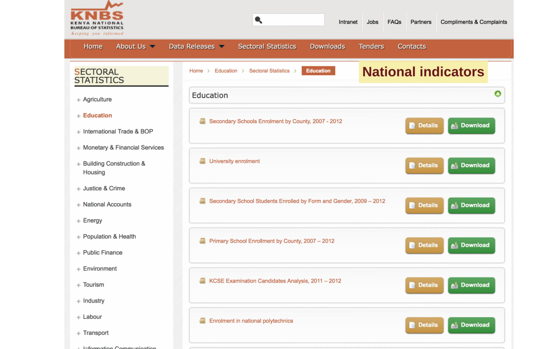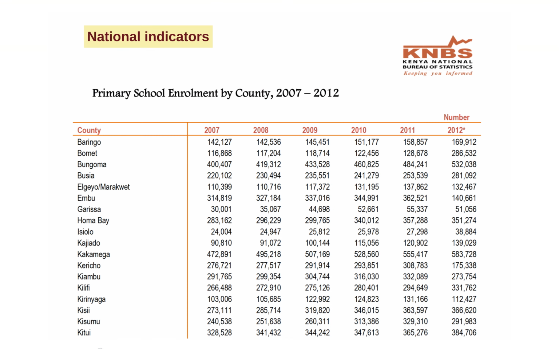The ministry's own administrative data can be accessed through statistics published by the National Statistical Office. In Kenya, for example, the Kenyan National Bureau of Statistics publishes indicators on school enrollment and results that are disaggregated by county. So you can access the data on school enrollment and see per county how many children are enrolled in primary education.